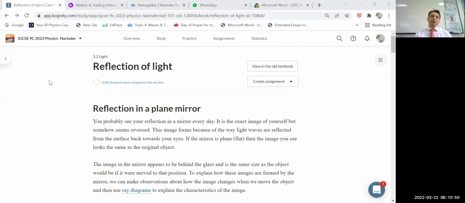Now, in the first lesson of the light chapter, children, we had discussed some basics of reflection of light, reflection phenomena. You can see what do you mean by a reflection of light? The bouncing back of light.